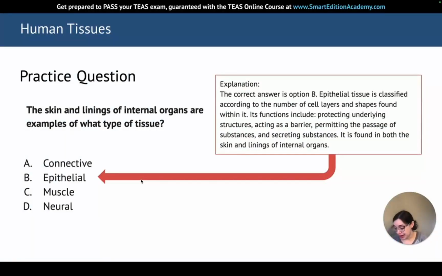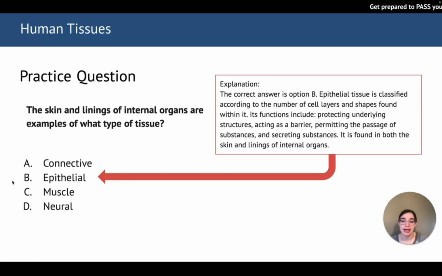Connective tissue is found throughout the body, but specific examples include cells of the immune system as well as cells of the blood. Muscle tissue, as we've seen, is not just found in our muscles, but is also found in organs such as the heart and some organs of the digestive system as well. And then neural tissue is found in the brain, the spinal cord, and the nerves as well. So these types of tissues are found in different parts of the body. The best answer for this particular question is epithelial tissue, as we have seen.